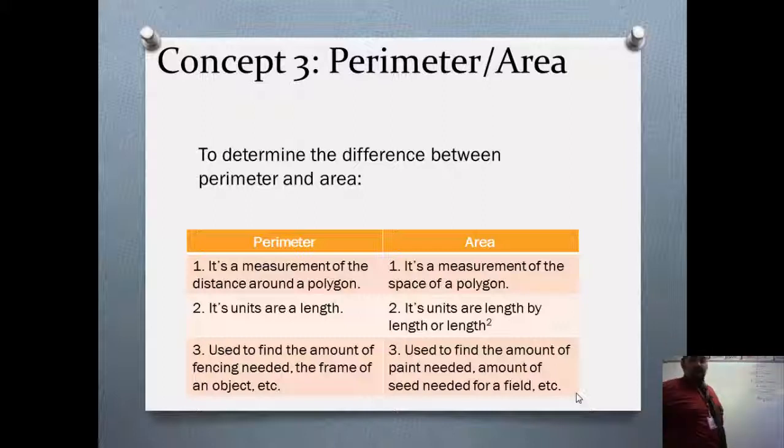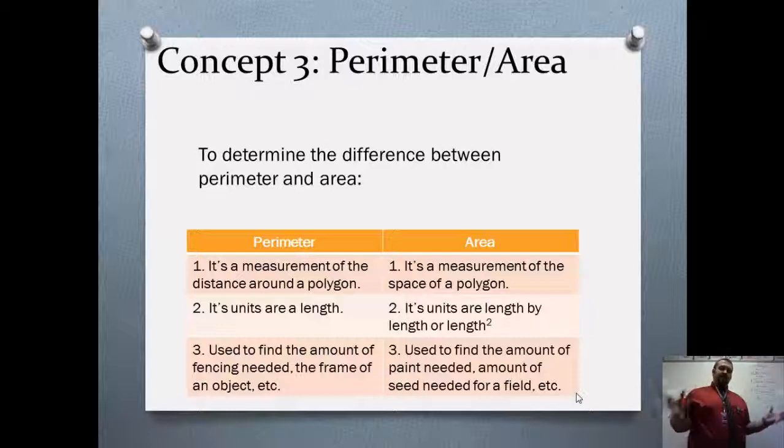Now, if it's area, you're trying to find the amount of paint needed to paint something. You're trying to find the amount of sand or seed needed for a field, the sand in a play box. Something where you're putting stuff into a space and you need to figure out how much space you need to fill.